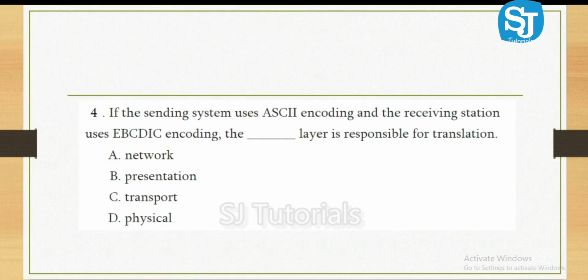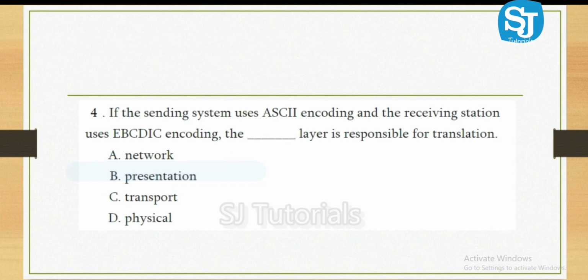Then the fourth question: if the sending system uses ASCII encoding and the receiving station uses EBCDIC encoding, the dash layer is responsible for translation. The sending code is in the form of ASCII, American Standard Code for Information Interchange, and the receiving code is in the form of EBCDIC. Which layer is responsible for translation? The options are A, network, B, presentation, C, transport, D, physical. The correct answer is B, presentation. A, C, D are wrong answers.